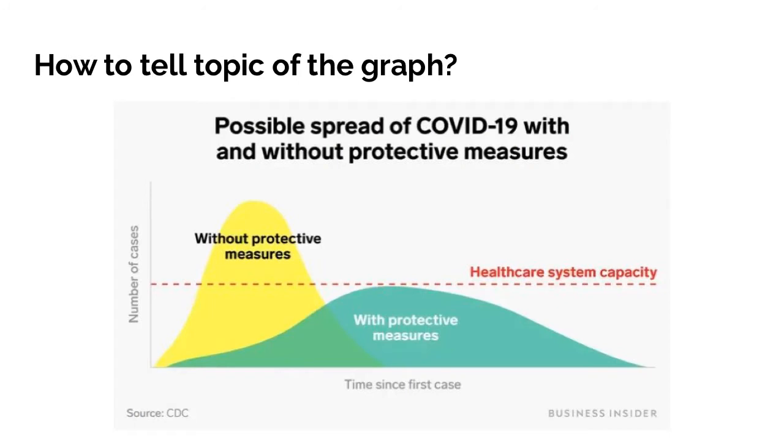Let's look at this next graph. How on earth can we tell the topic of this graph? First, like I said, let's look at that title. The title says possible spread of COVID-19 with and without protective measures. So on this x-axis, we see time since first case, and on the y-axis, we see number of cases. So I know that this graph is comparing protective measures and no protective measures to see the number of cases that exist. So I might say the topic of this graph is comparing protective and not protective measures and looking at the number of cases that exist of COVID-19.